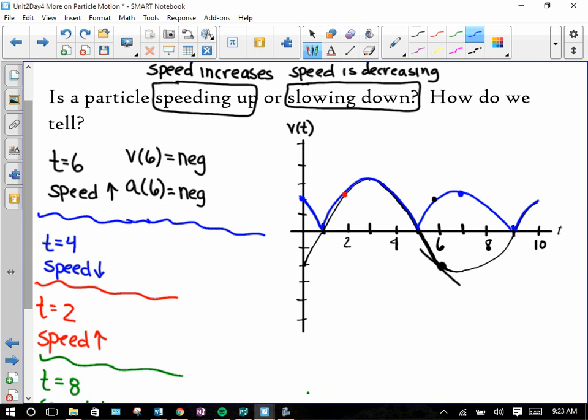So let's look at t equals 4. I'm going to ask you the same question. Is the velocity at t equals 4 positive or negative, and is the acceleration at 4 positive? Shamar, is the velocity at t equals 4 positive or negative? Positive. And Mark, is the acceleration at t equals 4 positive or negative? If we draw a tangent line, is that still positive or negative? Negative, because that tangent line would be going down.